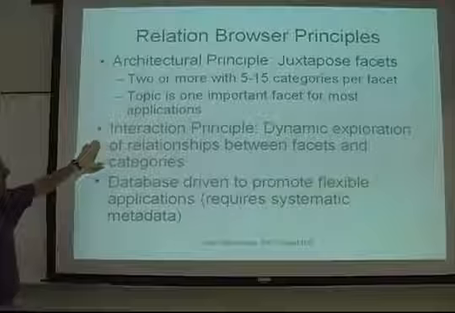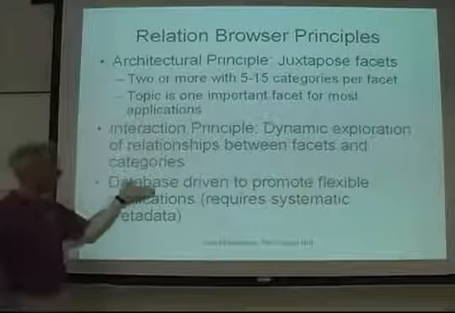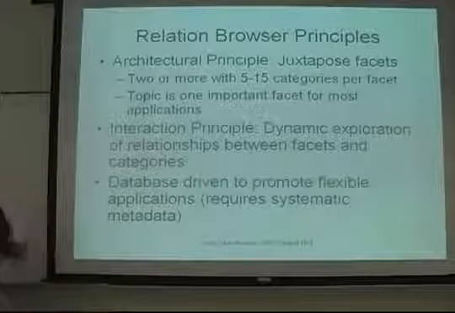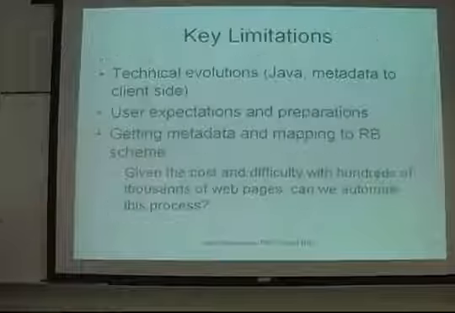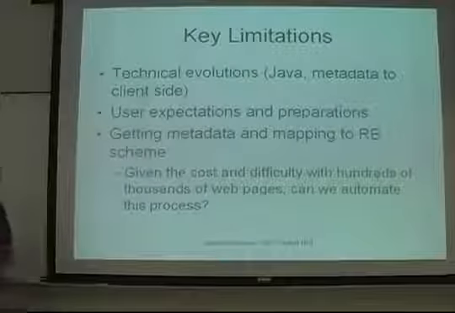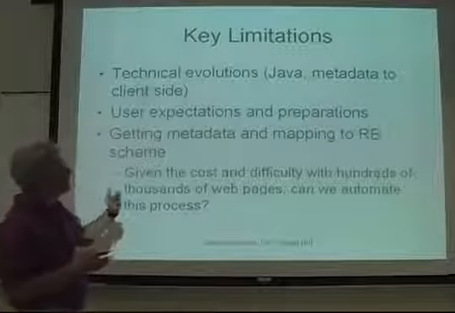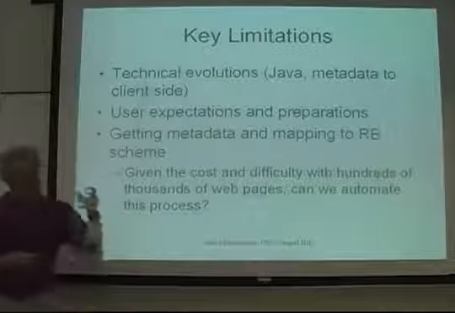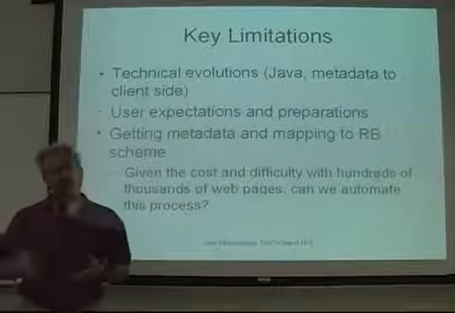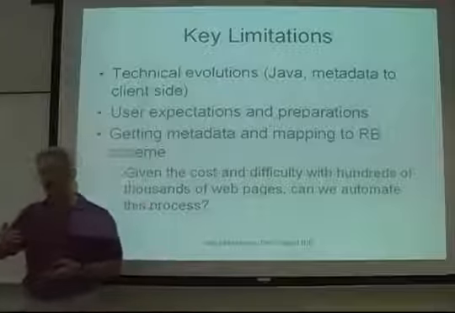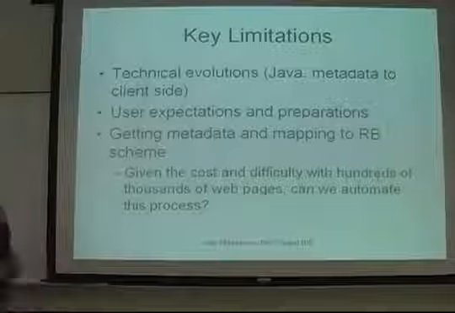The interaction principle here is dynamic exploration of relationships. And it's database driven, which promotes scalability and flexibility on the back end, but it does require this systematic metadata. There are some obvious limitations. Getting the metadata to the client side requires a pretty good network connection. But once it's there, then it gets fast, and you can have this under-250-millisecond kind of response that you really need to make this smooth.